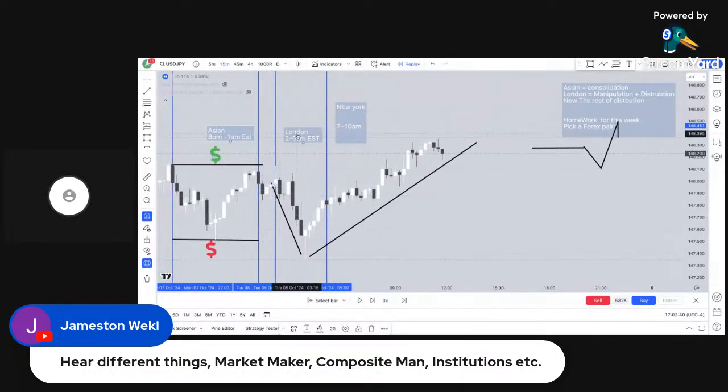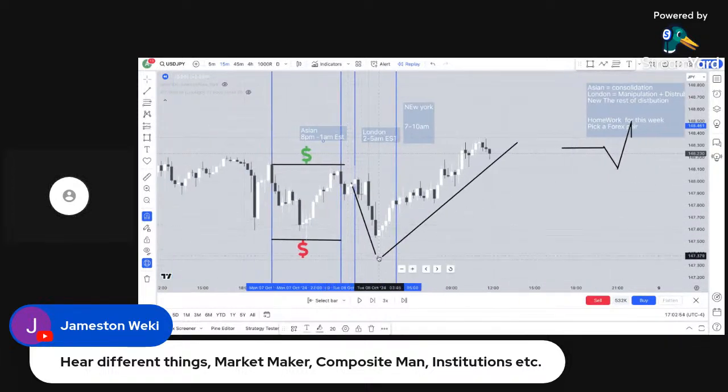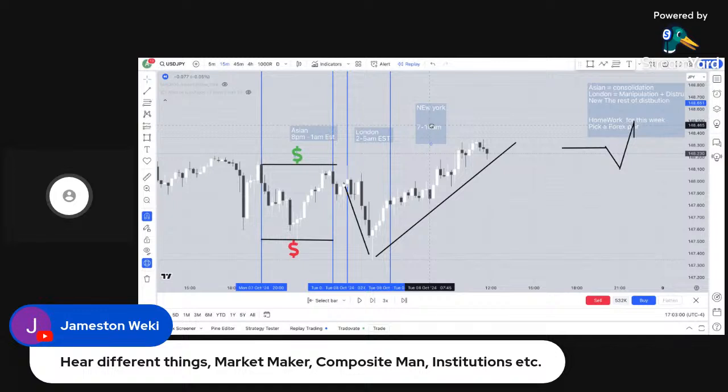Then I want you guys to do that same pair for London, 2 to 5 Eastern Standard Time. I want you guys to draw that manipulation, right? The same way I drew an arrow like this, kind of dictating that manipulation, and then the beginning phase of the distribution. The same thing for New York session, right?